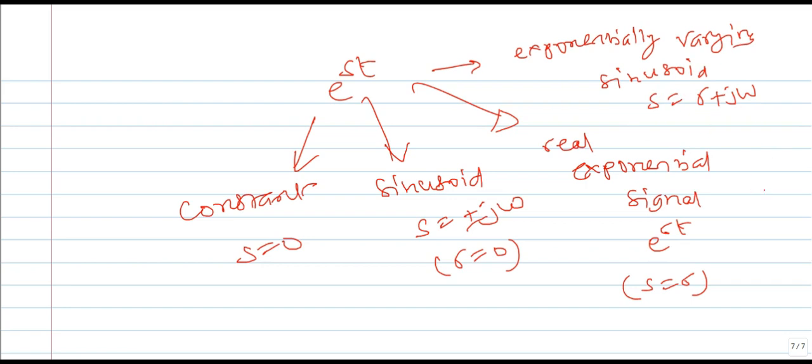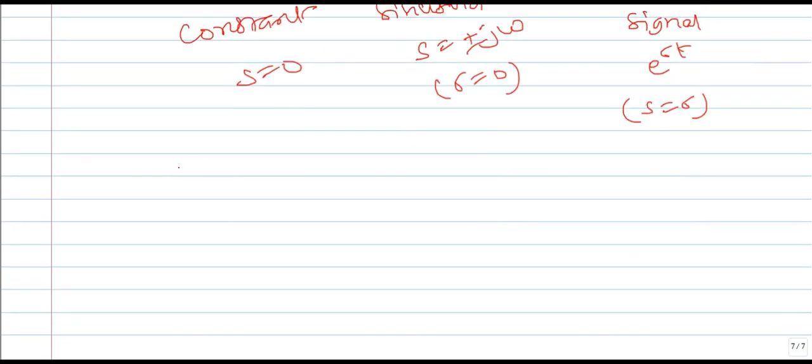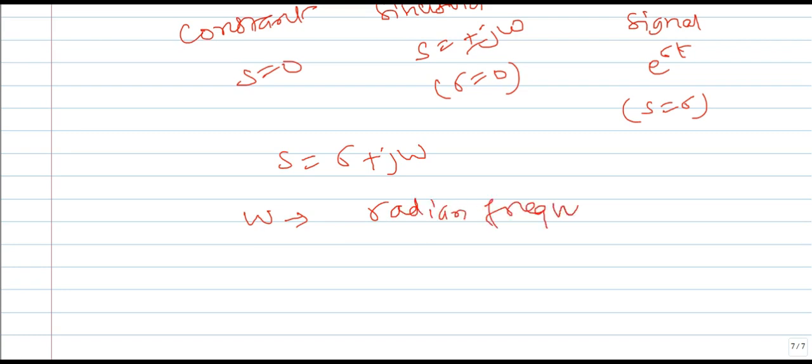I would like to mention here that omega is known as the radian frequency, and it gives the oscillations, and sigma is known as the Napier frequency, and this is responsible for the growing or decaying magnitude.